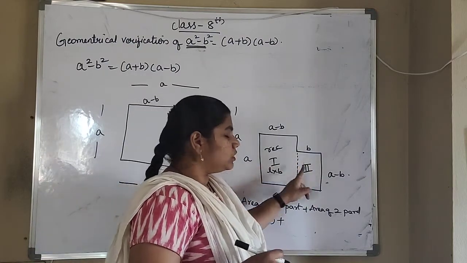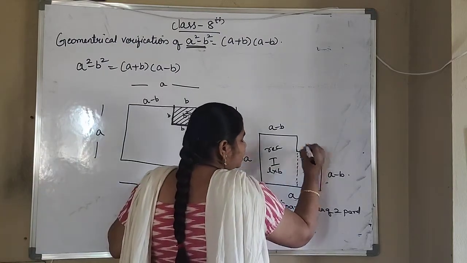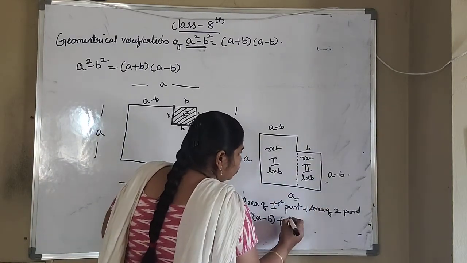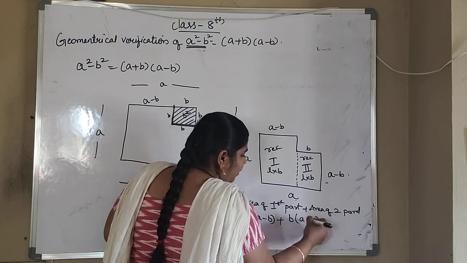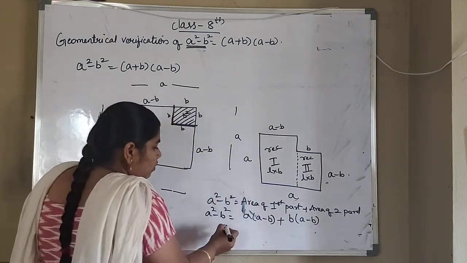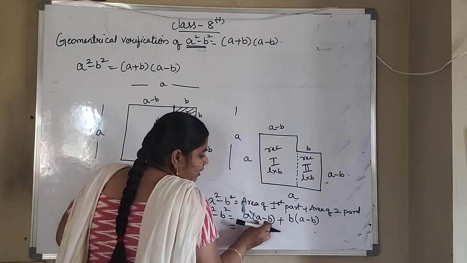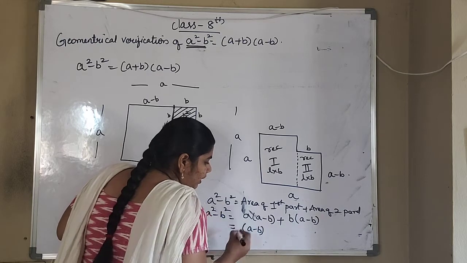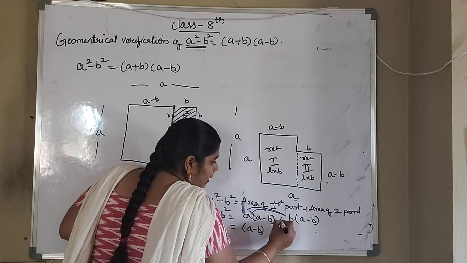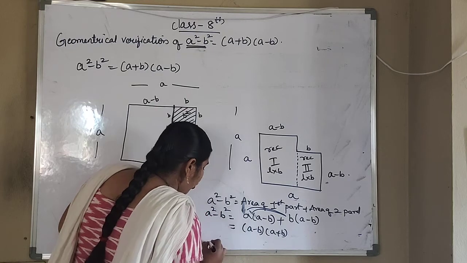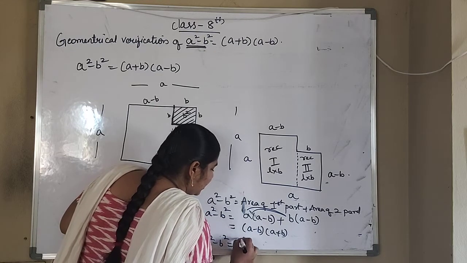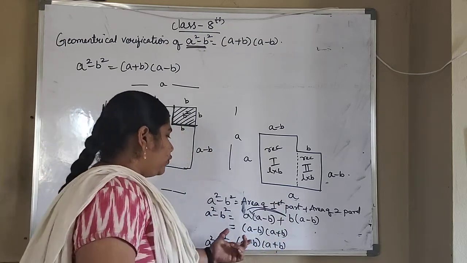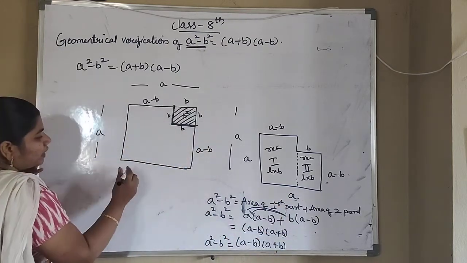The area of the second part is also a rectangle. What is the formula for a rectangle? Length into breadth. So multiplying these two, b into a minus b. Now here a minus b is common, so I write the common factor a minus b, and the remaining terms are a plus b. So you got the formula a square minus b square is equal to a minus b into a plus b.